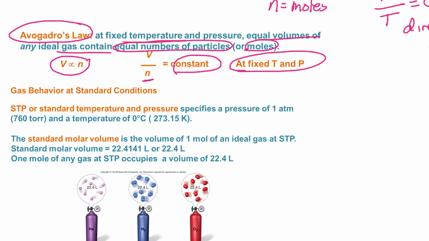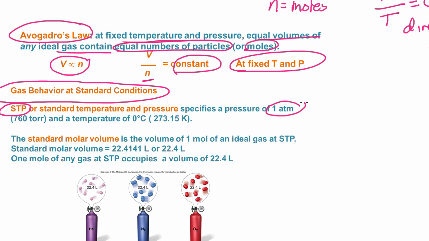Let's go back here to Avogadro's law. And now we're going to talk about gas behavior at standard conditions. Standard conditions, abbreviated STP, that's standard temperature and pressure. That is a pressure of 1 atmosphere, or 760 torr, 760 millimeters of mercury, whatever pressure equals 1 atmosphere, and a temperature of 0 degrees Celsius, which corresponds to 273.15 Kelvin. Okay, that's standard temperature and pressure.